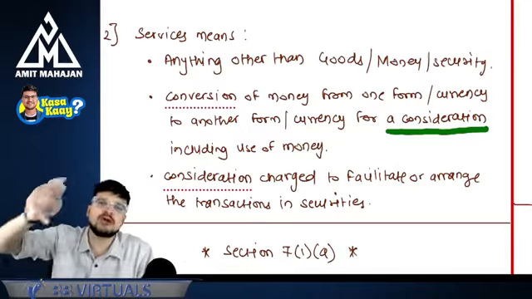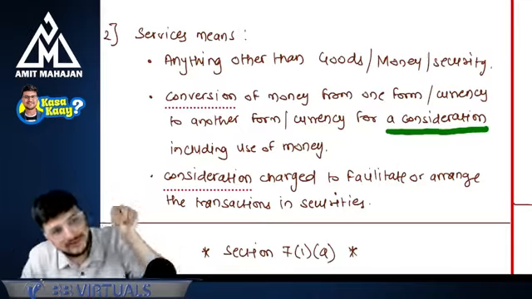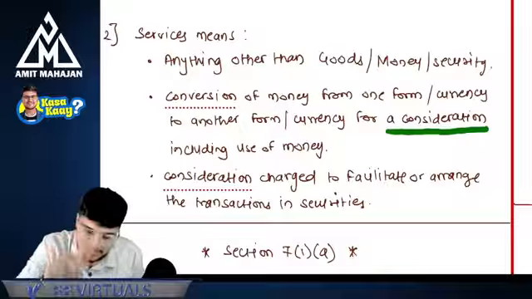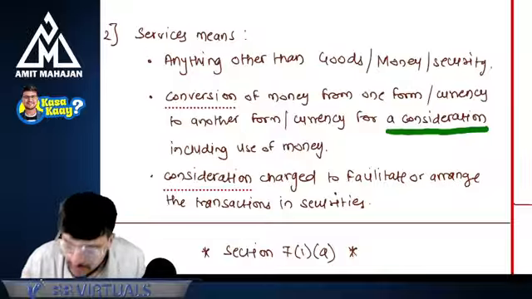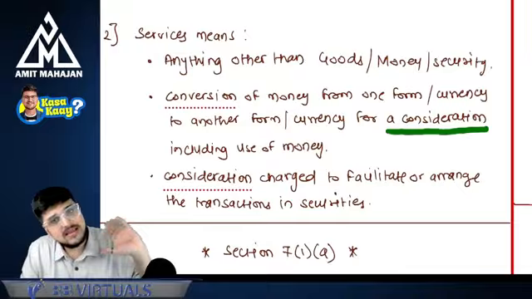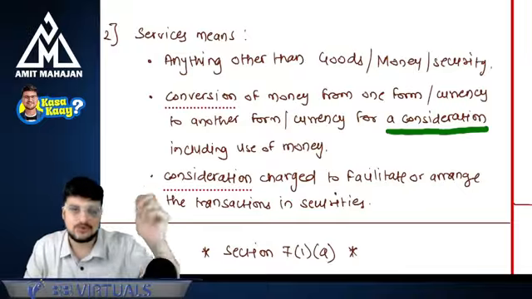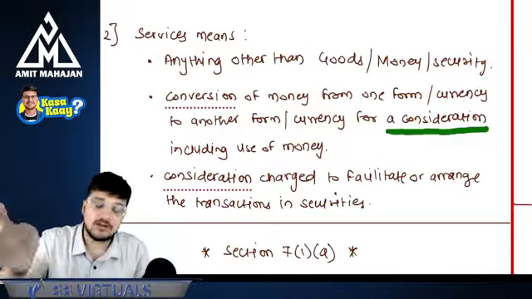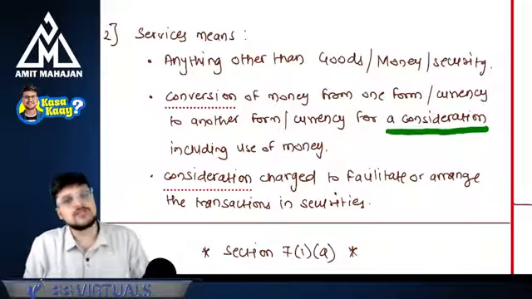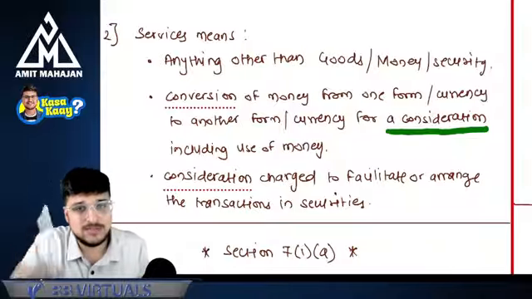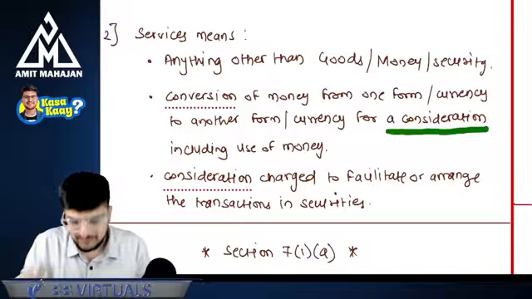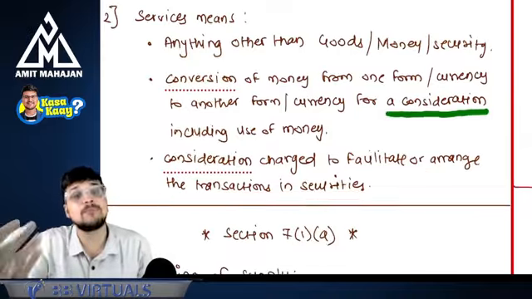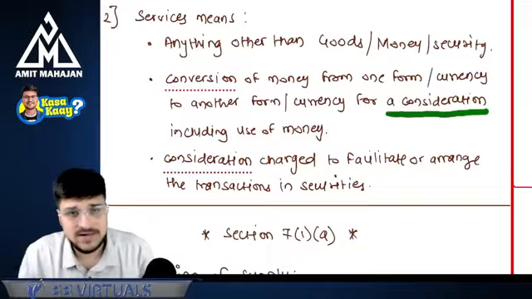Understand, you have a 100 rupee note, you want 10 rupee notes. You gave me 100 rupees and I give you 10 rupee notes. And for that, I charged consideration from you. Then in that case, it will be considered as service. But if you give me 100 and I give you 10 rupee notes and I did not charge any consideration, then I did conversion for you, but it is without consideration. If it is without consideration, it will not be considered as service. It has to be for a consideration. Perfect. And the third part is consideration charged to facilitate or arrange the transactions in securities, for example, brokerage transactions. That will also be considered as services.